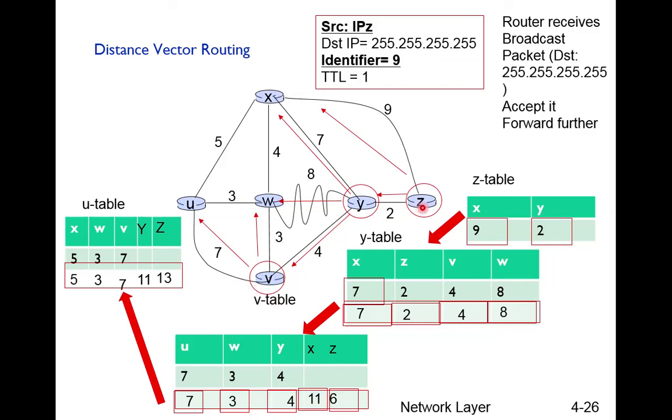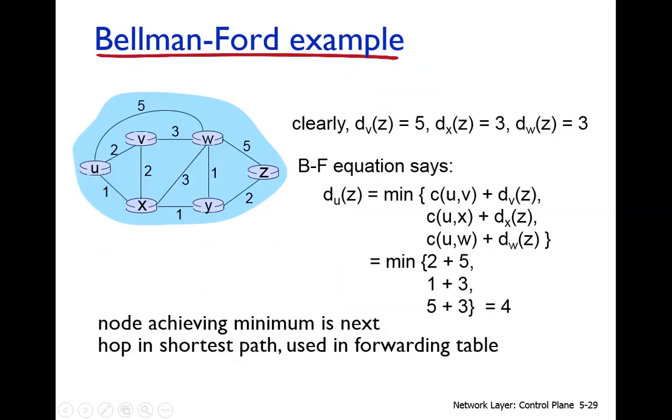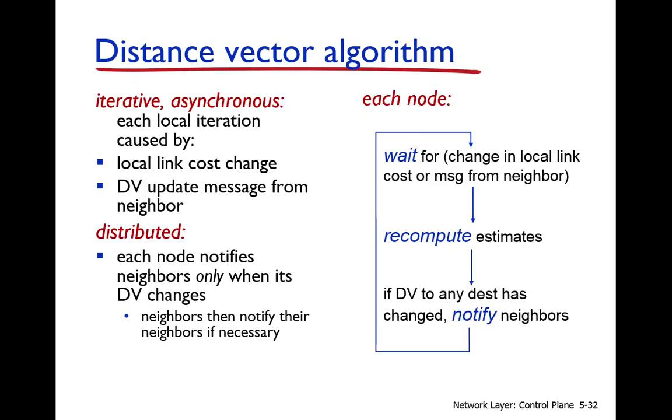But in this case, when y receives the information from z, the y table is not changed, so it will transmit its table to its neighbor after 5 seconds. But when v receives this information, its table is updated. Whenever it has updated information, it will immediately send it to its neighbors. It will not wait for 5 seconds. So whenever there is a local link cost change, it sends the information to other nodes. It is distributed, because each node notifies only its neighbors.